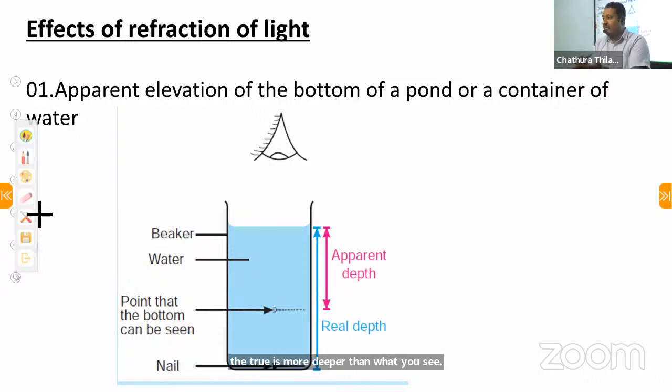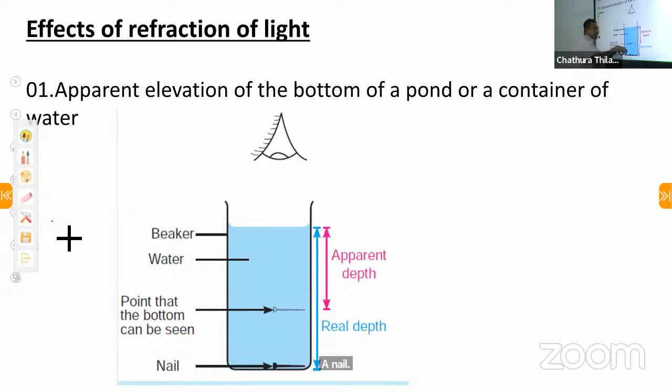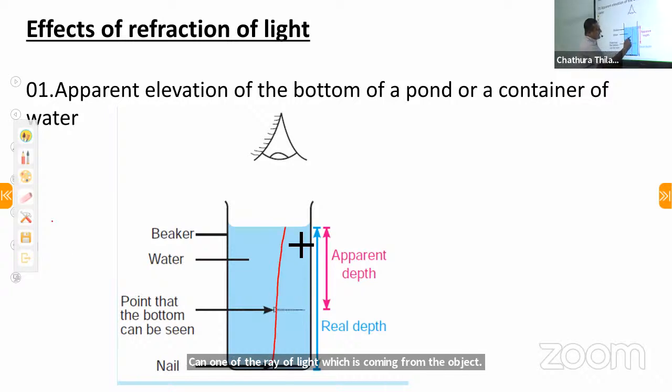The bottom of a water reservoir seems to be raised up. The reason is the refraction. Look at this activity. A nail, an iron nail, is placed at the bottom. You can use a coin also. Consider one of the rays of light which is coming from the object moving towards the eye.